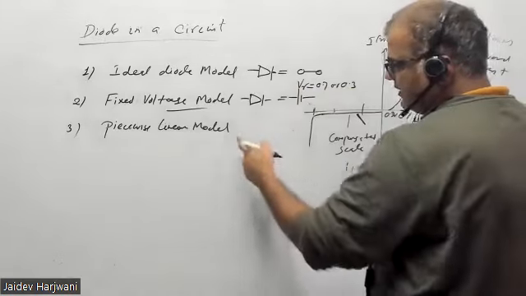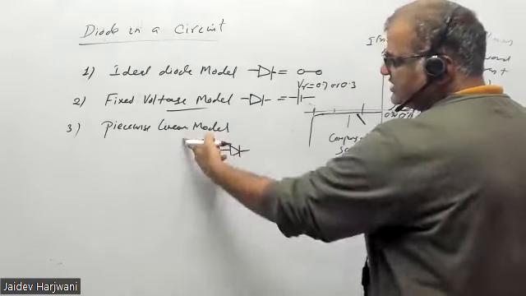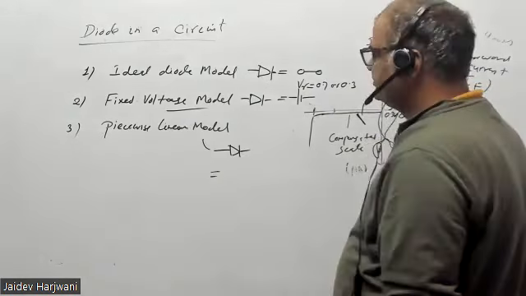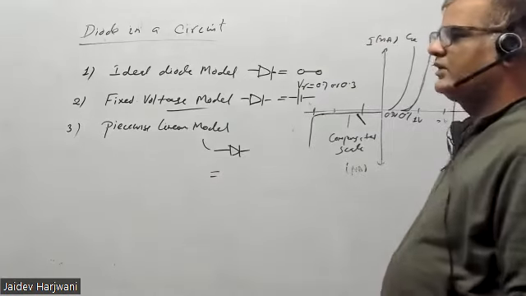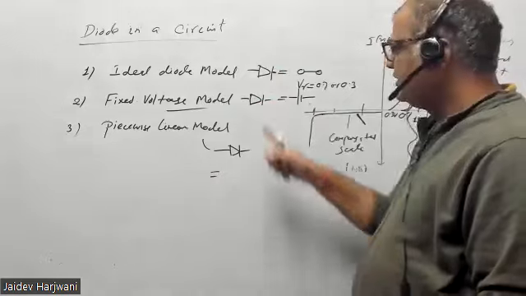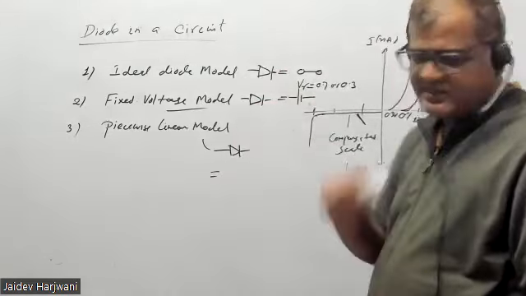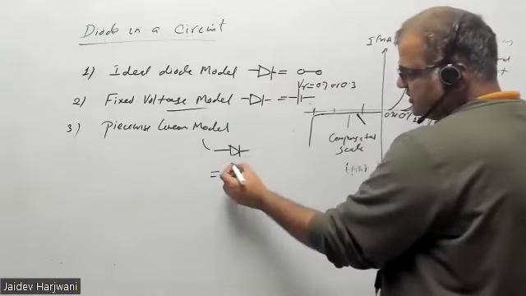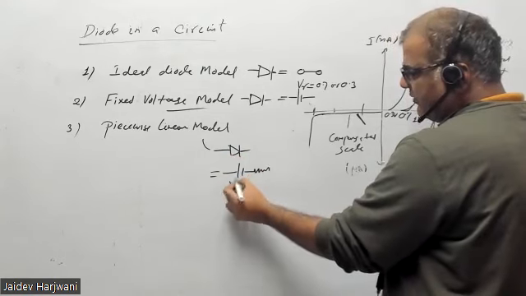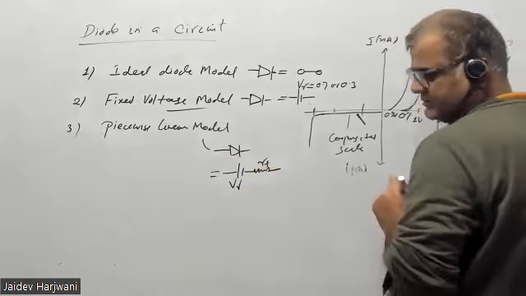And the other model is the piecewise linear model. This says the diode has some resistance also. This model says resistance, no voltage drop. This says no resistance, but voltage is there. This says voltage is there, resistance is there. So this model says you can replace the diode by a battery of V gamma plus a forward bias resistance.